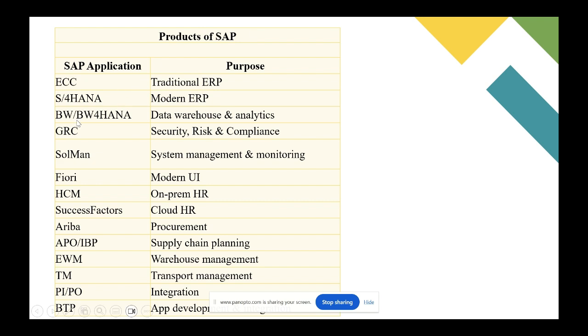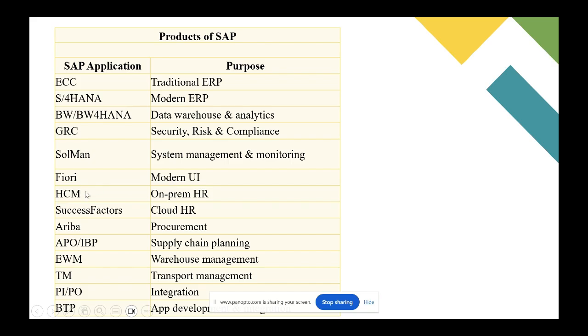Other than this, there are some other products of SAP mentioned over here, like Business Warehouse. Then for security purposes, like providing authorization and authentication, the GRC module is there. Solution Manager, the SolMan system, is there for monitoring as well as for the management of the systems. All other systems in the landscape will be managed by SolMan. Then Fiori is one of the products, a modern user interface, which is a mobile-based interface.